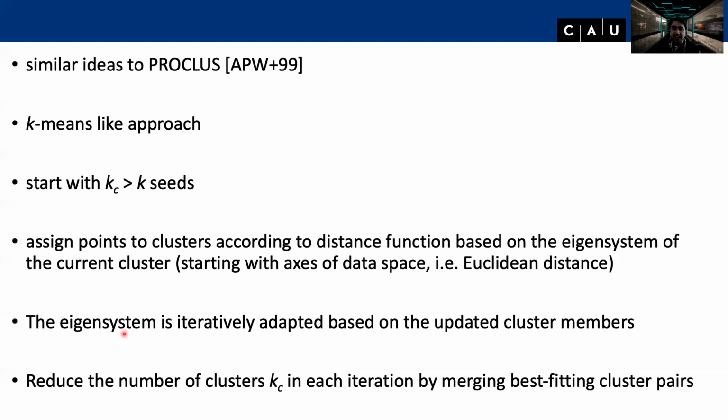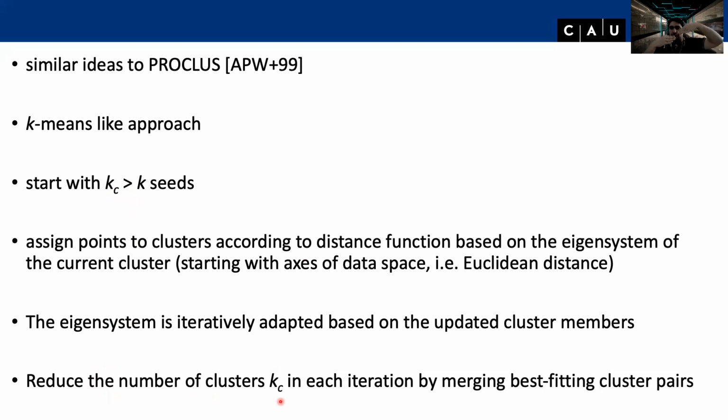However, then the eigensystem is iteratively adapted based on the updated cluster members. So after the first step, which is over all dimensions, we have an assignment, and then it starts to compute the eigensystem, the subspace that we have, and it continues to update it over the iterations. However, we still have this problem, we have more clusters initially than we actually need. Here, we reduce the number of clusters KC in each iteration by merging the best fitting cluster pairs.